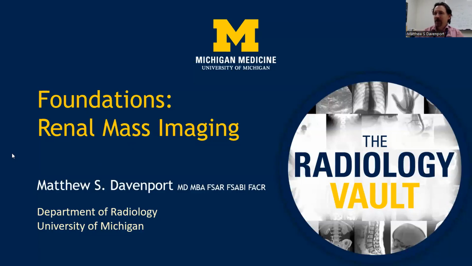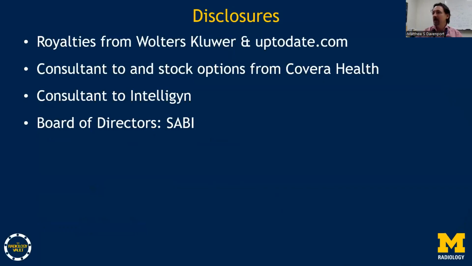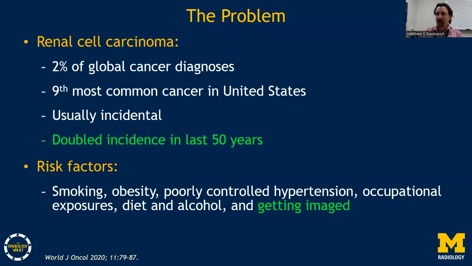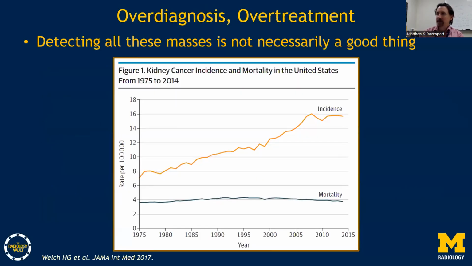Thank you. And we're going to be talking about renal mass imaging at its basic level and then where it may be going in the future. These are my disclosures. The problem we're facing is that renal cell carcinoma is common, but usually incidental, and the incidence keeps going up. There are risk factors, some of which are clinical, but one of the driving risk factors for the rising incidence of renal cell carcinoma is getting imaged. If we take more pictures, we tend to find more small renal masses.